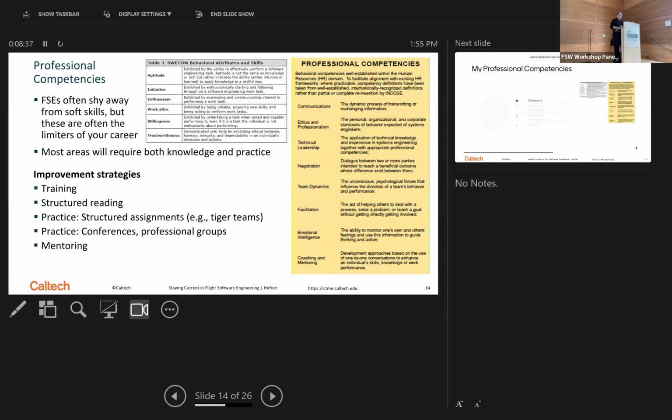Okay, let's look at another area here, professional competencies. Again, I think we take for granted things like ethics and professionalism, but areas like technical leadership might be more difficult. A lot of these are what I would classify as soft skills. I don't like the term soft skills because I think they're some of the hardest things to develop. I will say that over my 40-year career, though, the places where my career was limited was not my technical knowledge. It was always my soft skills.